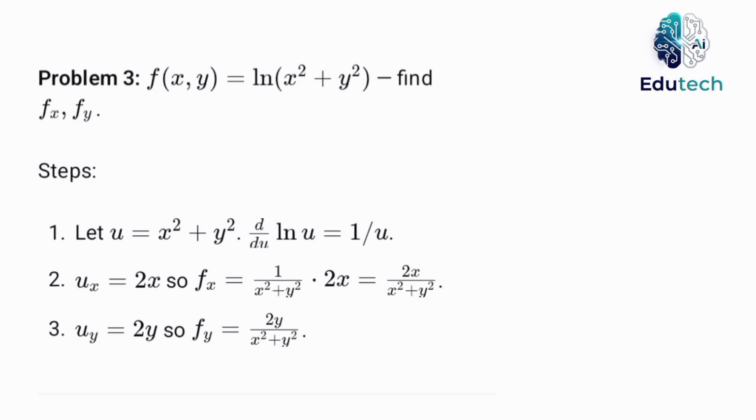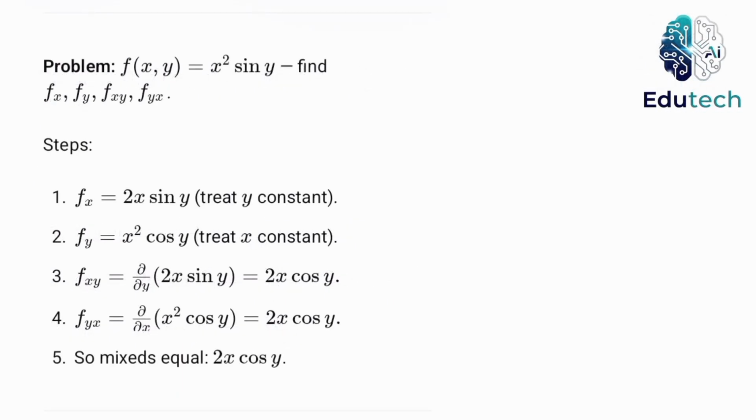So we can move on to the fourth problem. f(x,y) = x² sin y. Find fx, fy, fxy, fyx. fx is equal to 2x sin y. Treat y as constant. fy is equal to x² cos y. Treat x as constant. fxy is equal to ∂/∂y of 2x sin y. So we get the answer 2x cos y.